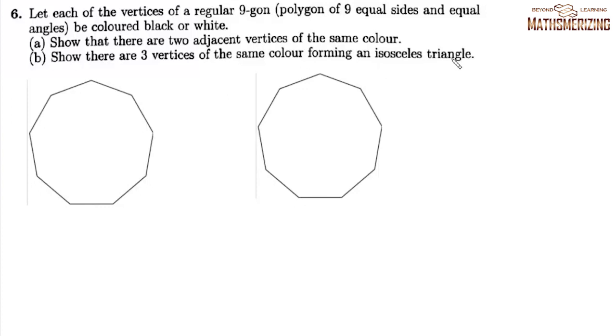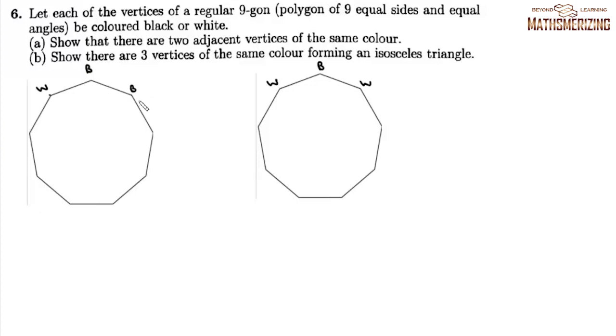So we'll suppose that there are no three vertices of the same color forming an isosceles triangle. Now without loss of generality, we'll assume this vertex to be, suppose, black. Now these two adjacent vertices cannot be black. If they are black, then we'll have this triangle as an isosceles triangle. So we have two possibilities. Either one of them is white and the other one is black, or both of them will be white.